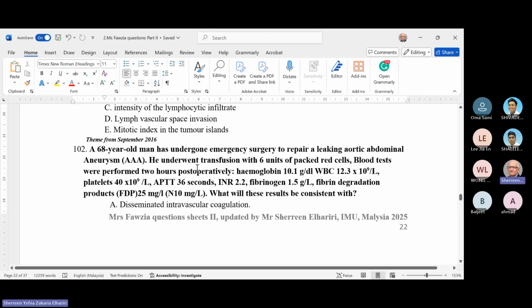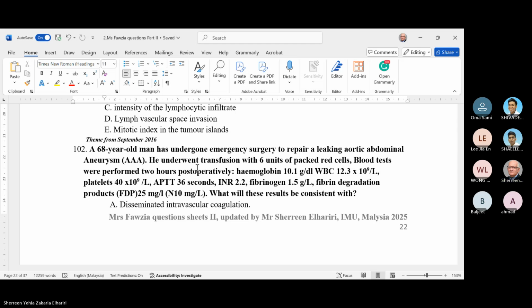102. A 68 years old man has undergone emergency surgery to repair a leaking abdominal aortic aneurysm. He underwent transfusion of 6 units of bagged RBCs. Usually, if the patient has a lot of blood transfusion, put in your mind either DIC, disseminated intravascular coagulopathy, or something in the lung like ARDS.